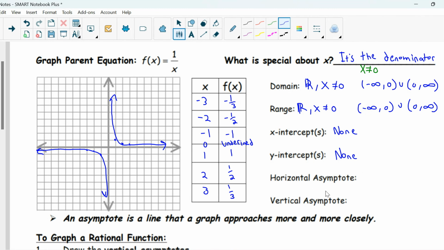But this is where the asymptotes come into play. So as it says below here, an asymptote is a line that a graph approaches more and more closely, yet will never cross. So horizontally, our graph is never going to cross 0. It'll get really close, but it'll never cross it. So our horizontal asymptote, if we were to draw in this line, the equation for this line is y equals 0.